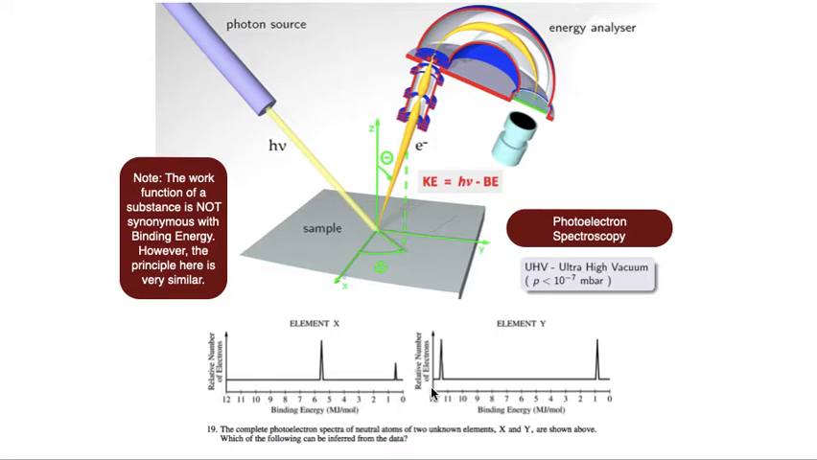Conversely, notice how this one's a bit more shifted. For element Y, this first peak must be 1s. This second peak must be 2s. Notice they are of the same height, so they're the same relative height. This must be 1s2. This must be 2s2. And if we look on the periodic table, it's beryllium.